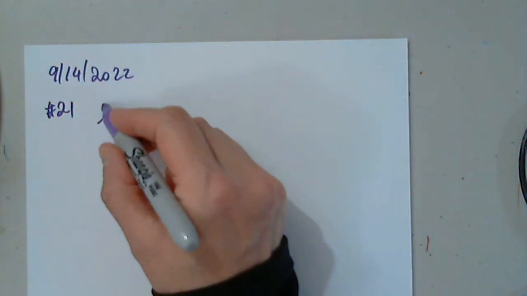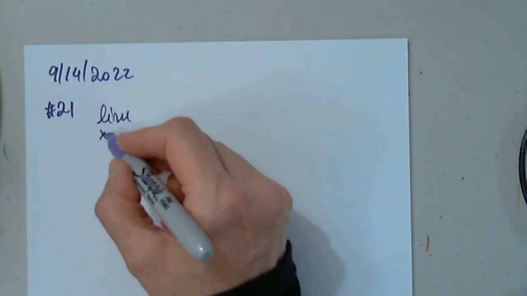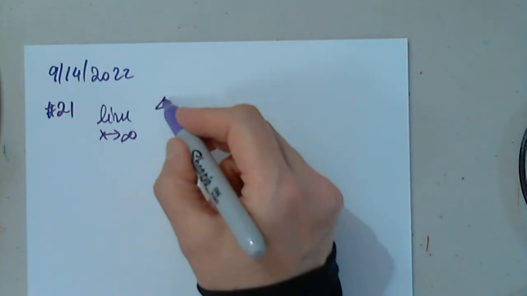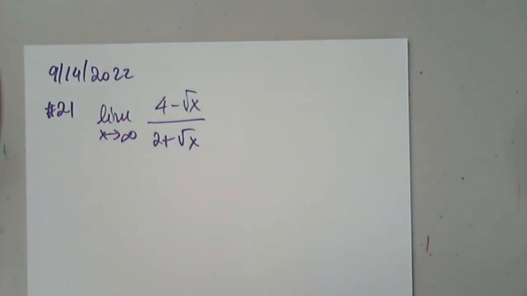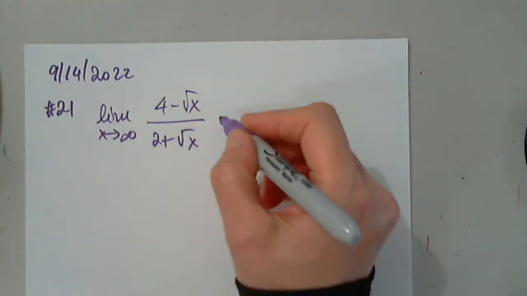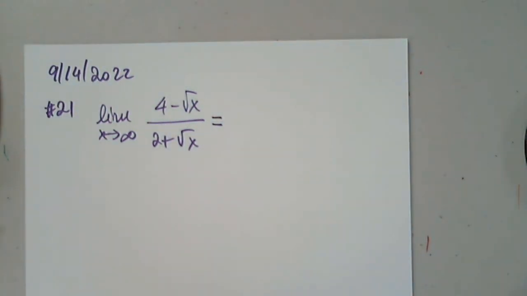And we have the limit as x approaches infinity of 4 minus the square root of x over 2 plus the square root of x. Okay, where is the numerator going? That's our starting point for any limit. We start with where the numerator is going and where the denominator is going.